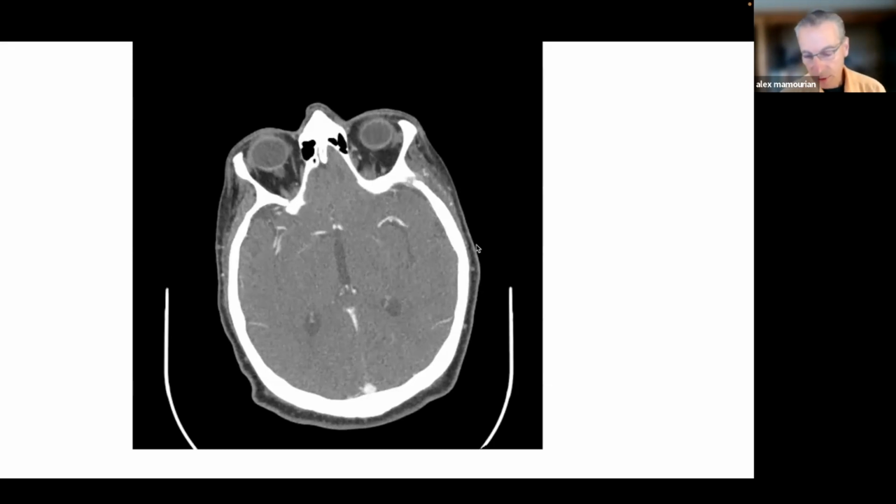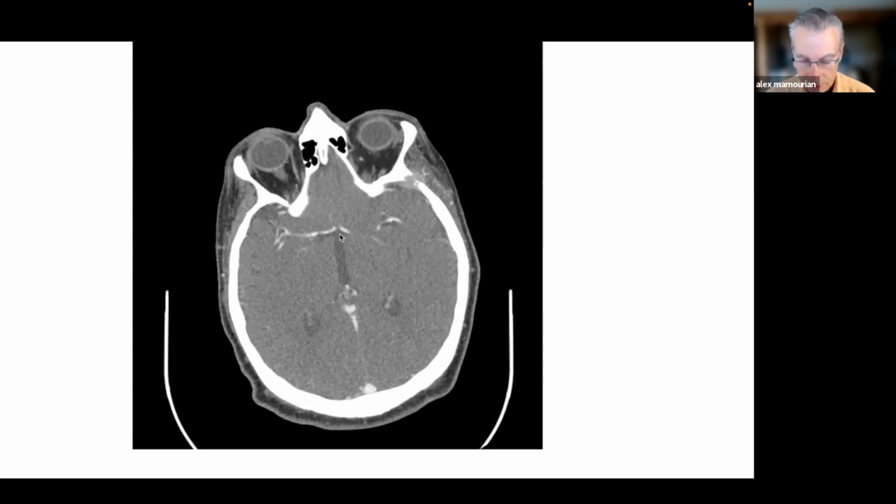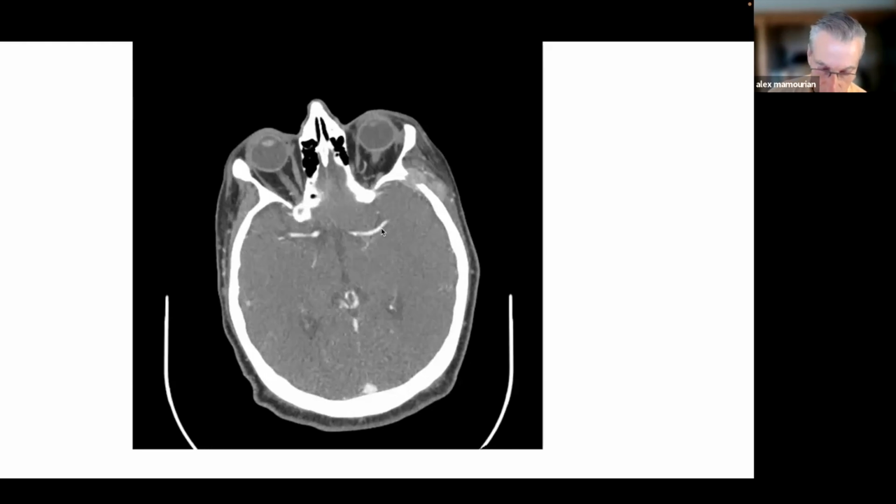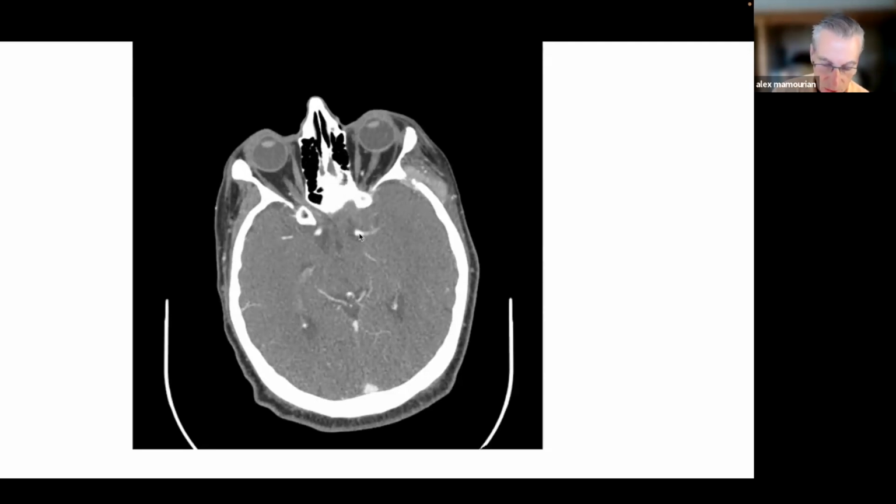As we move down, again, you see the A2 segment and the A1 segment. So this is the first part of the anterior cerebral artery. And these are joined then by the anterior communicating artery. And here we're starting to see part of the M1 segment of the middle cerebral artery. And here's the other middle cerebral artery. So M1 segment, MCA bilaterally. Now we're at the distal carotid artery on the right and the left.